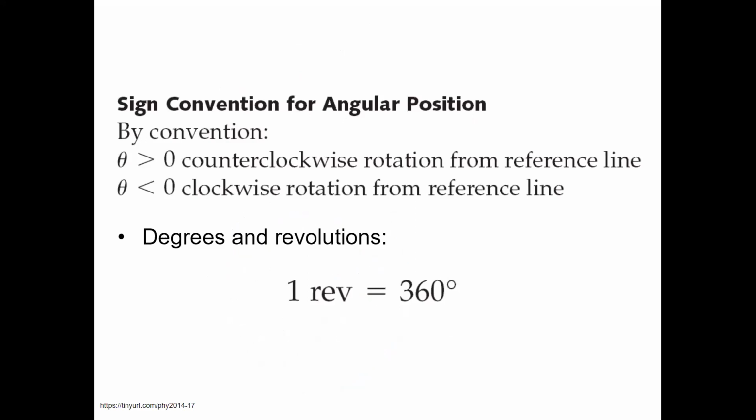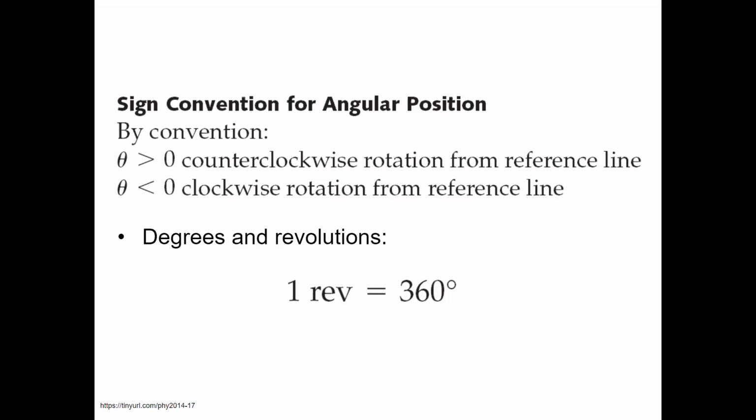As I mentioned, if you have 360 degrees, that means you are moving by one full revolution. In certain cases, you'll also see the angular position expressed in units of revolutions, or rev, which stands for revolutions. So one revolution means 360 degrees, also 2 pi in radians. That's another unit you might be seeing.